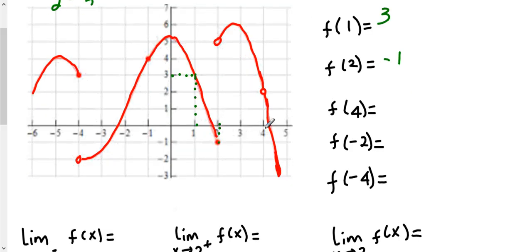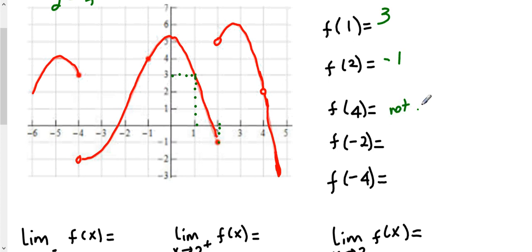F of 4, okay, here's an interesting case. Go to the function, there's an open hole. At that point there's no filled in dot like over here or anything like that, so f of 4 is undefined. The function basically is not continuous there. So not defined at 4.